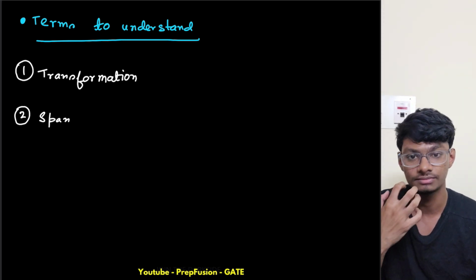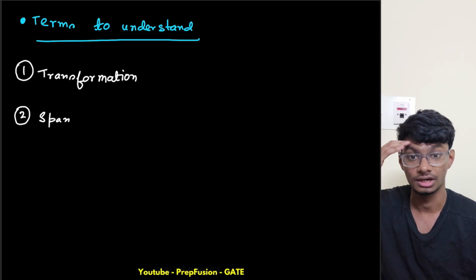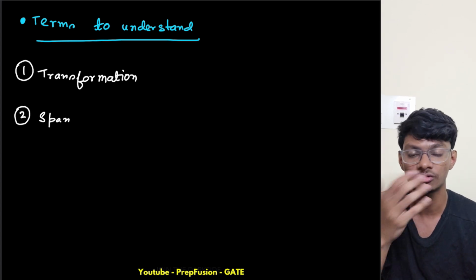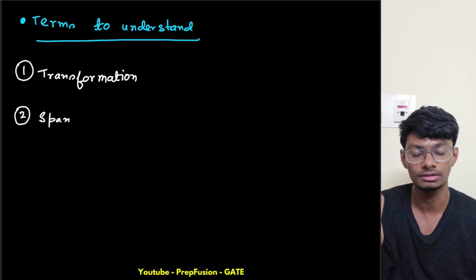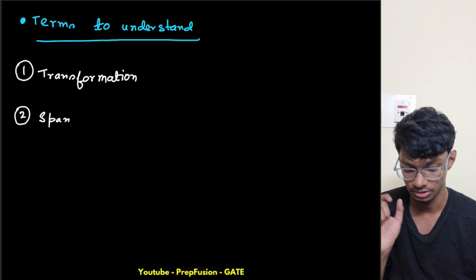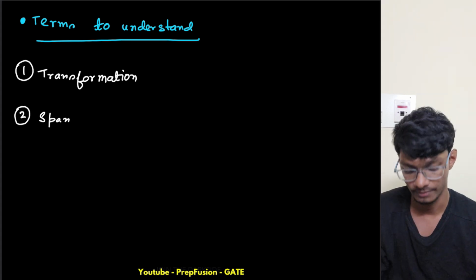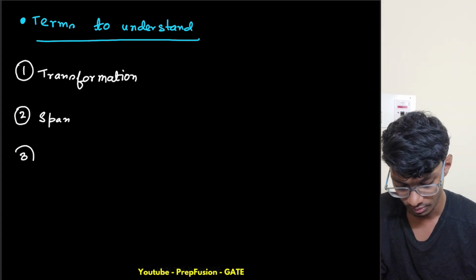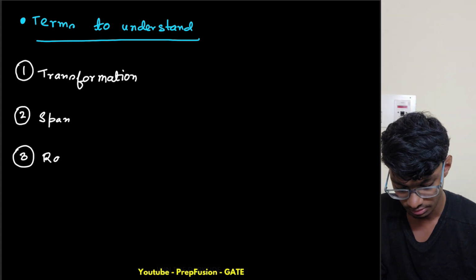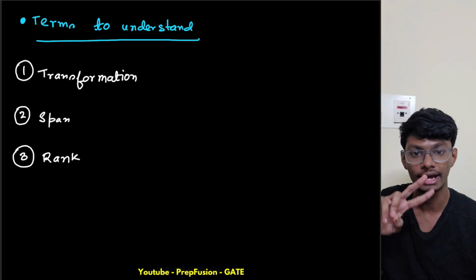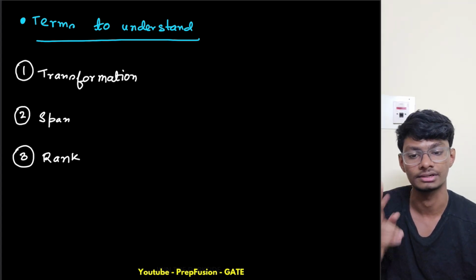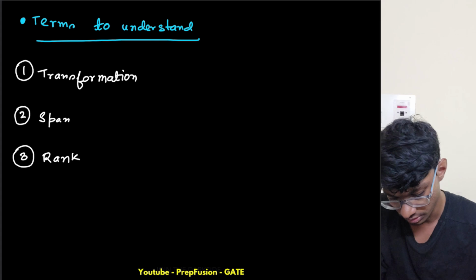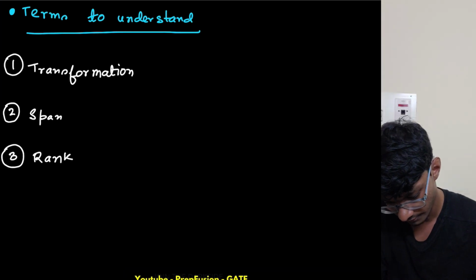These terms in mathematics are generally very confusing. You don't understand the meaning of all this. If in the GATE examination in engineering mathematics they give some question on span, you will be confused. So we will understand the meaning of span. And third, what is rank? Span and rank are basically similar. We will understand the similarities between span and rank.